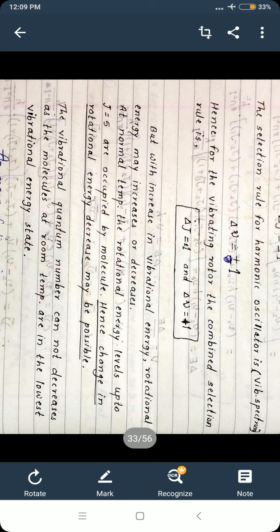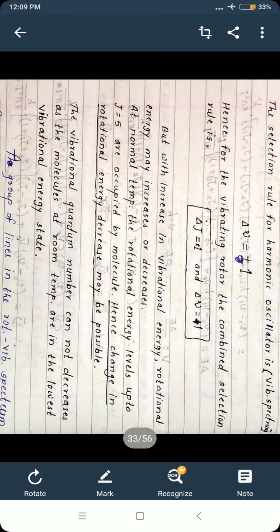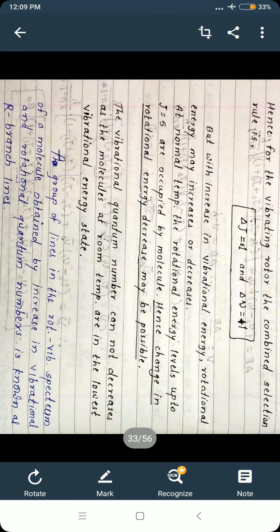downward. That is, at normal temperature, molecules are occupied up to the J quantum number 5, that is, up to 5 rotational levels. Therefore, a decrease in rotational levels is also possible. Therefore, ΔJ = +1 as well as ΔJ = -1 will be possible. Upward and downward transitions are also possible.